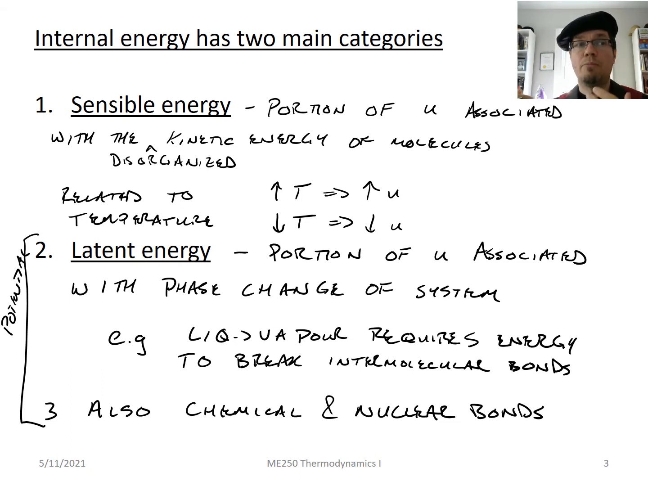But just like with the bonds between molecules that determine whether you're in solid, liquid, or gas, there are bonds between atoms that determine whether it's CO2 or carbon and oxygen. Likewise, there are bonds between subatomic particles that determine whether it's hydrogen or a proton and an electron. And obviously you can break it down farther and farther. All of those are types of energies. In this course, we will just focus on the latent energy of fusion and vaporization, phase change, and the sensible energy, the change in internal energy that is related to temperature. Those are the 2 things we will deal with in this course.